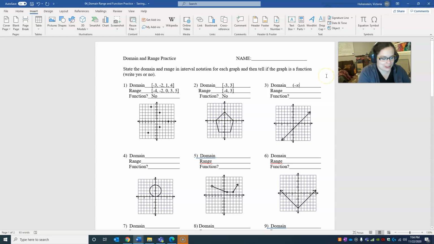Then I have it under insert symbol. If you are working these on your computer, you are welcome to copy this symbol and paste it when you need it, or just write out infinity. So -infinity is our lower bound, and then our upper value, well, it's going to keep going to the right forever also, so that one is going to be infinity also.